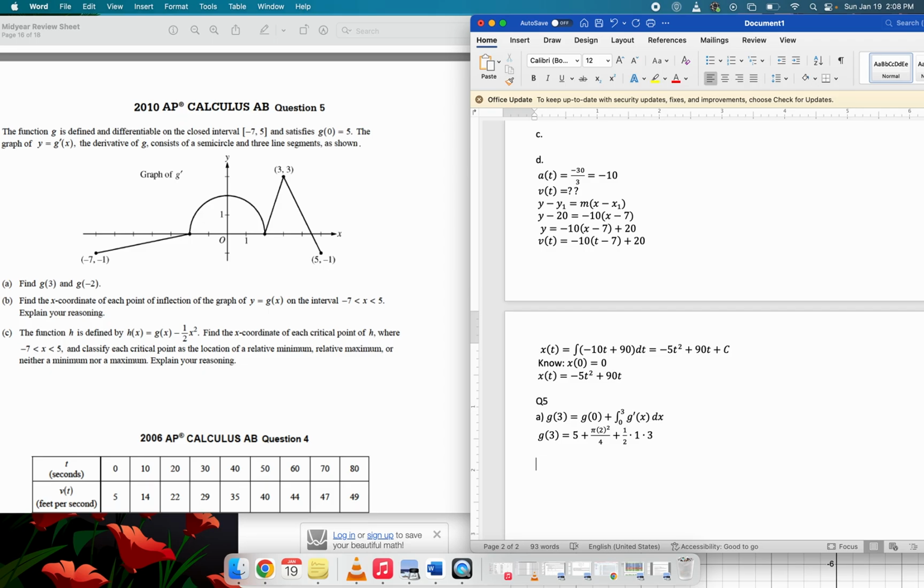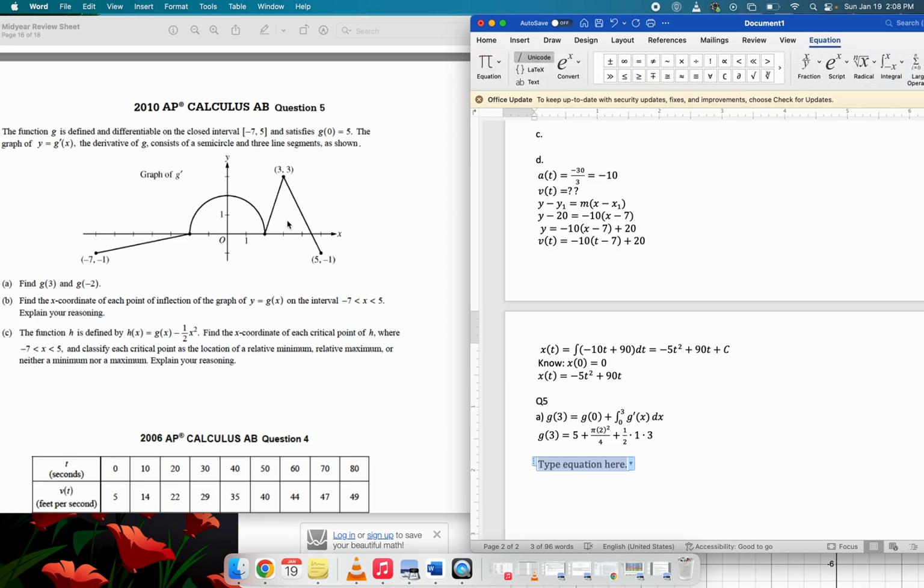G of negative 2, it's exactly the same thing. Except now the later value is 0, right? 0 comes after negative 2. So I'd say g of 0 equals g of negative 2 plus the integral from negative 2 to 0, g prime of x dx. I keep screwing this up. Yeah, that's what I want. G of 0 we know is 5. G of negative 2 is what we want. And then this guy here is just some area under the curve.